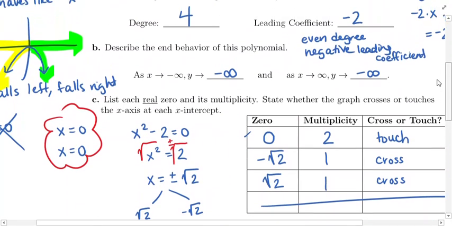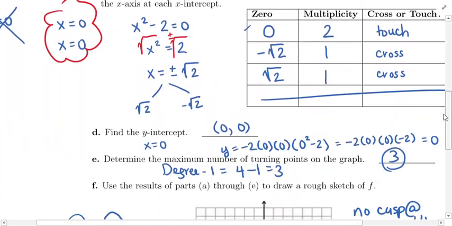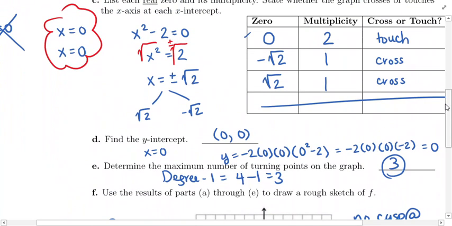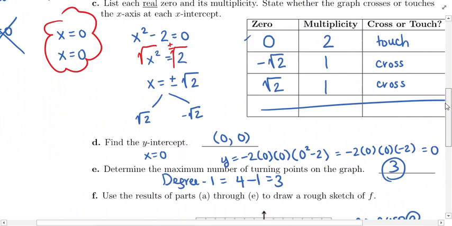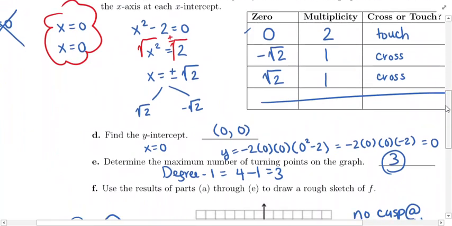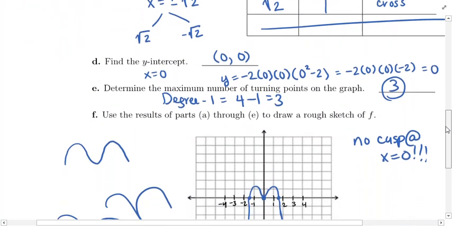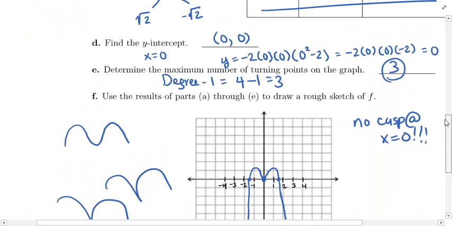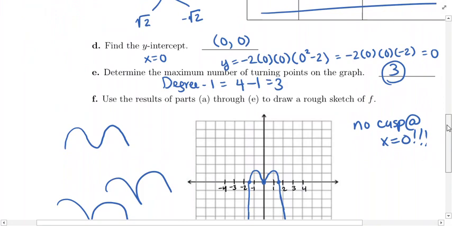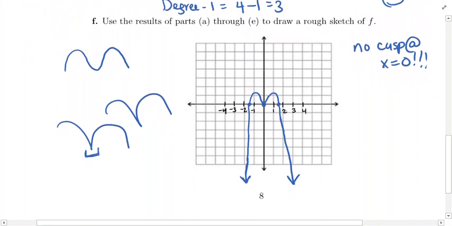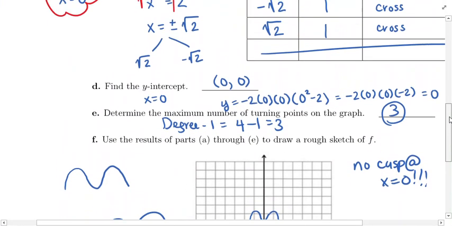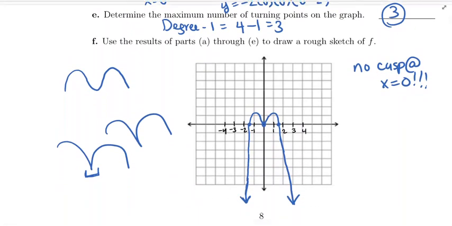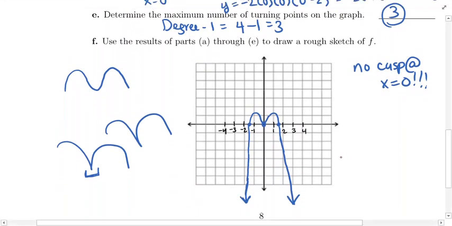First thing, we need to see that we're falling left and falling right. We are doing that. And then we have 3 real zeros here that we can see. So at x equals 0, we are touching or bouncing there. And then both at negative square root of 2 and positive square root of 2, we're crossing. And we have a y-intercept at the origin, and now we just need to check the turning points to make sure we don't have more than 3.